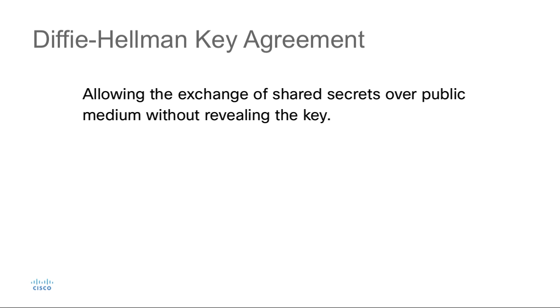Diffie-Hellman is used to exchange shared secrets over a public medium without actually transmitting that key value across. Now we're going to show an example here with Alice and Bob, and we'll talk about how Alice and Bob will end up with the same exact shared secret key to perform encryption, but they're not going to send that number, that key value, across the wire.